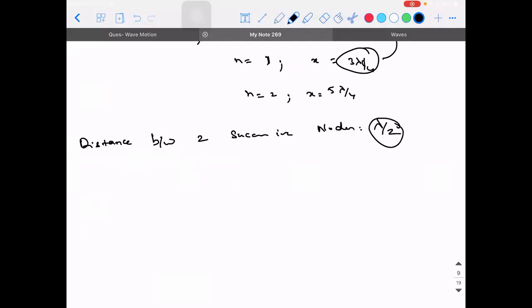Wait a minute. Are you guys able to visualize it or not? Is it tough? Are you guys able to understand what is a node and an antinode? Yes, sir. Everybody?